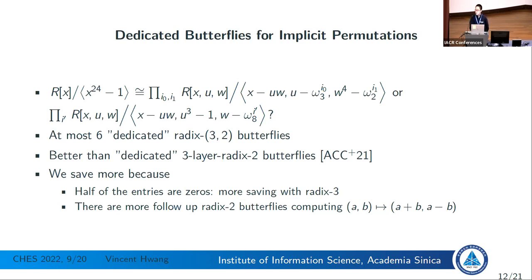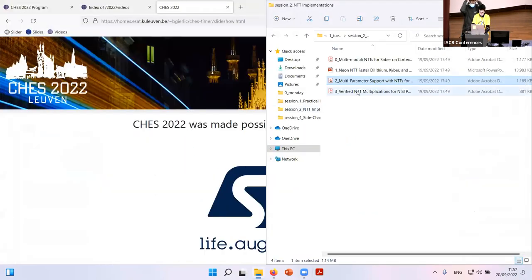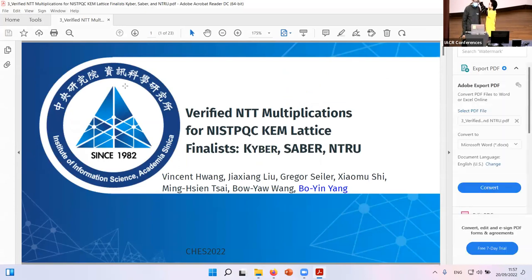All right, let's thank the speaker. So we now come to the final talk in this session. The talk will be given by Bo-Yin Yang. The title is Verified NTT Multiplications for NIST PQC KEM Lattice Finalists Kyber, Saber, and NTRU. It's joint work with Jiaxiang Liu, Xiaomu Shi, Vincent Hwang, Ming-Hsin Cheng, Bow-Yaw Wang, and Gregor Seiler. How does this work? Yeah, sorry, I have a pretty big skull.